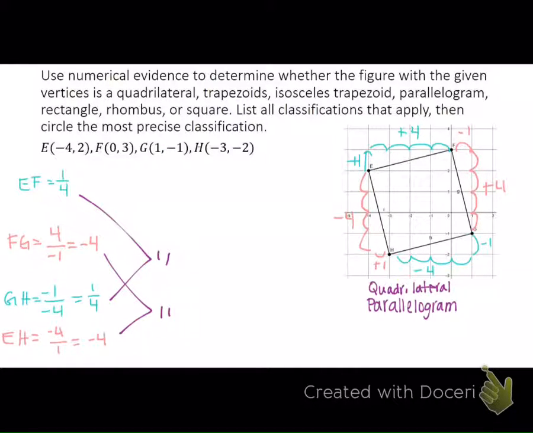Is my parallelogram a rectangle? Yeah, are my consecutive sides perpendicular? Yes, they are. Opposite reciprocals. So we definitely have a rectangle. So now we have to check the what? What do we have to check? The diagonals are perpendicular as well. See if it's a rhombus.